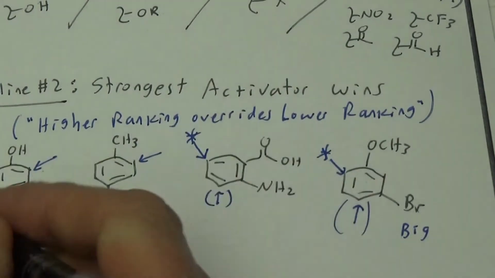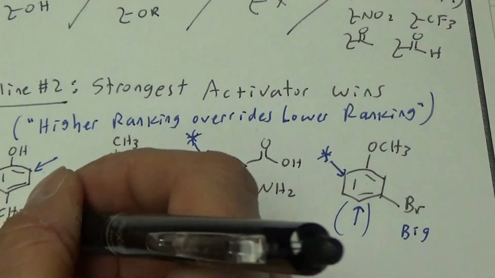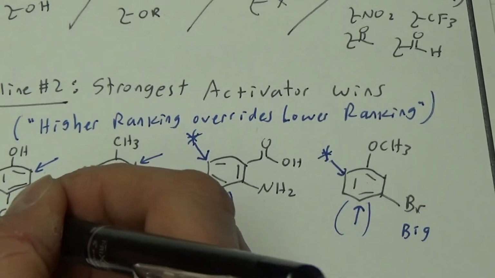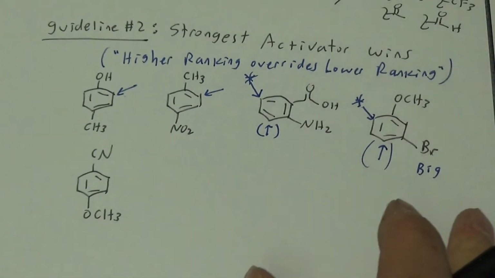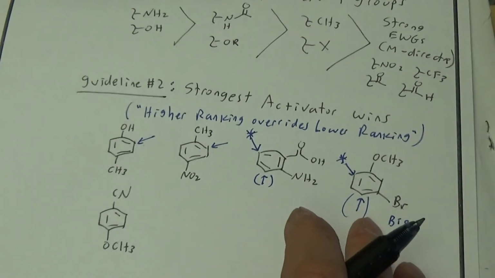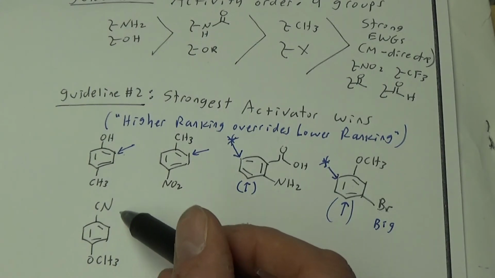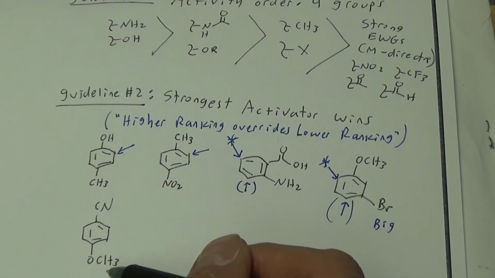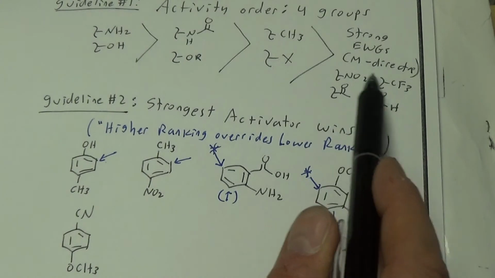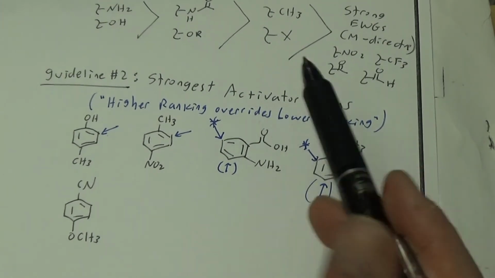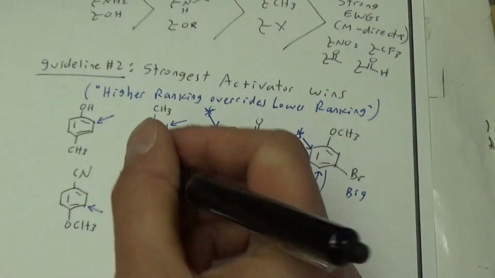Now what about just one more? CN versus OCH3. All right, greatest activator wins. So this is also going to be a case where there's not really competition because this is ortho-para, that's meta. They're saying the same thing, right? OCH3 is in the second group. Nitrile is in the fourth group, and it's meta directing. So they actually say the same thing. It makes it easy. It's going to be right there. Couple more.